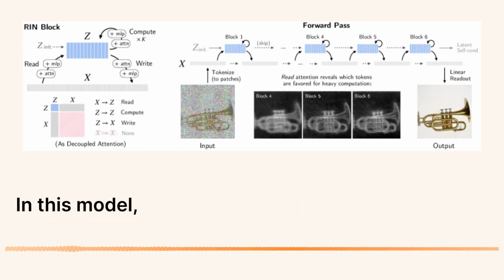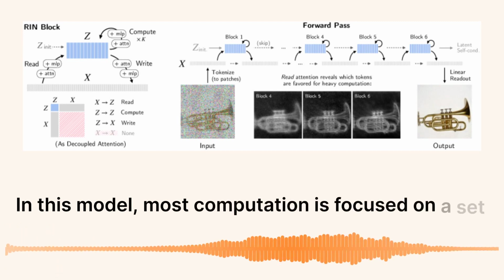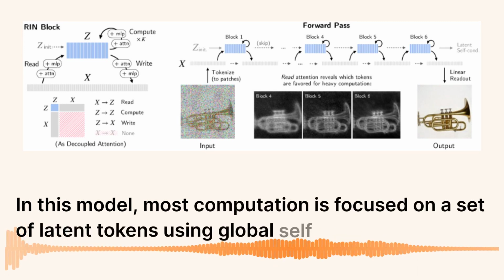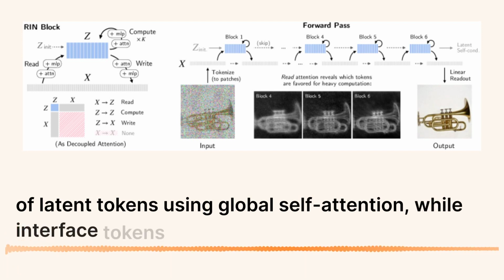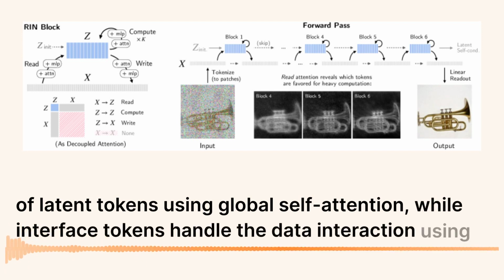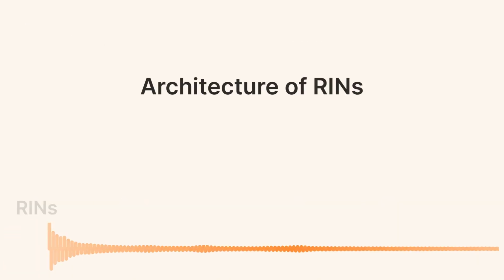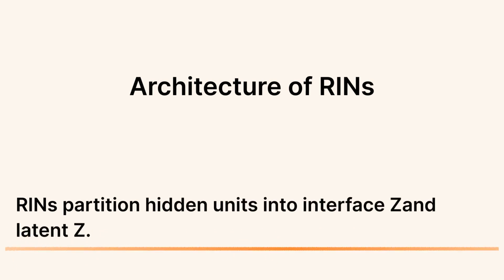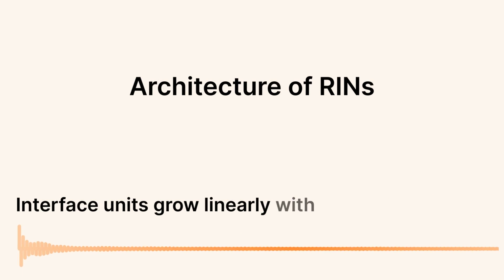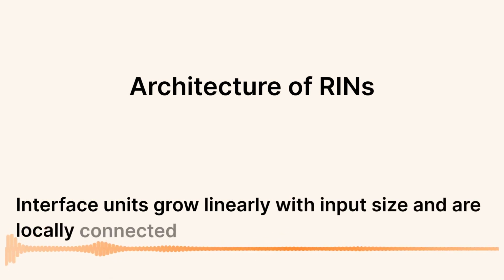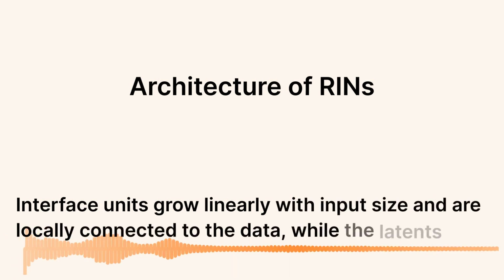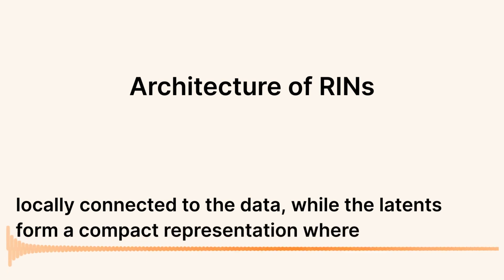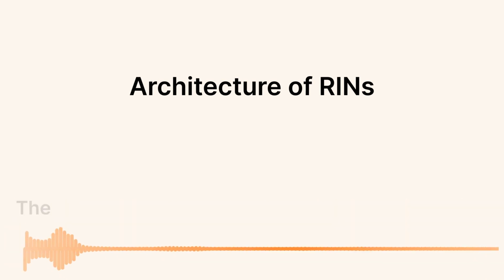In this model, most computation is focused on a set of latent tokens using global self-attention, while interface tokens handle the data interaction using cross-attention. RINs partition hidden units into interface Z and latents Z. Interface units grow linearly with input size and are locally connected to the data, while the latents form a compact representation where the bulk of computation occurs.